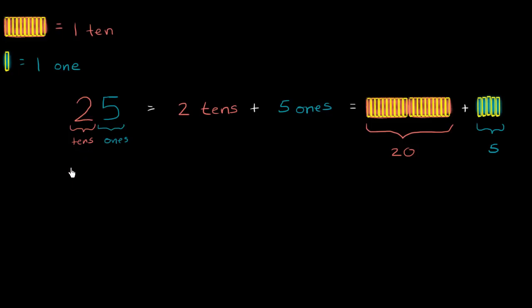You could view this as 2 tens plus 5 ones, or you could view this as 20. Let me write this down. 25. You could view, because this 2 is 2 tens, that represents 20 plus the 5 ones.